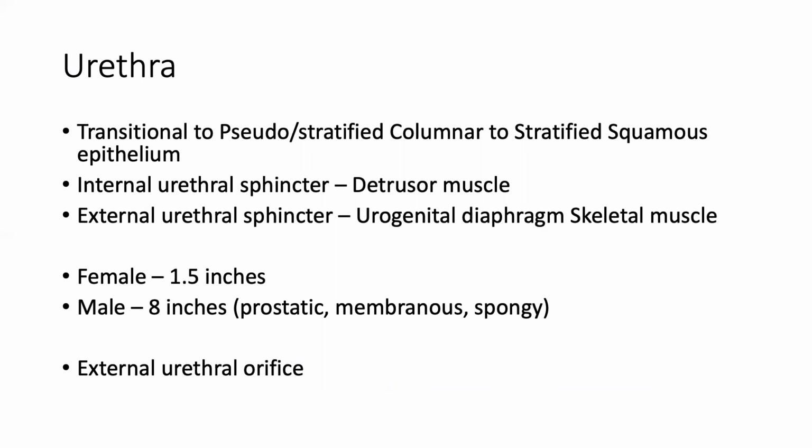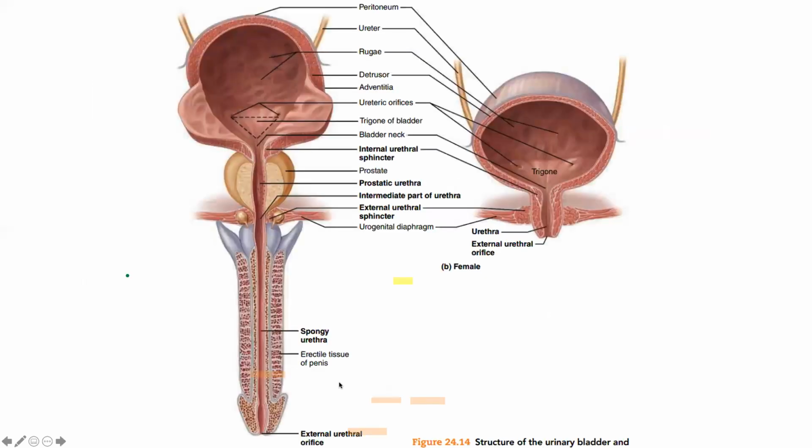In female, it is much shorter. We saw that. It is just about 1.5 inches. In male, it is about 8 inches. And the path it has to take is through the prostate. Therefore, we call it the prostatic urethra, through the urogenital diaphragm. Therefore, we call it the membranous urethra, and the penile urethra or the spongy urethra. Of course, our urethra will end as the external urethral meatus, and I believe you will be able to understand this diagram.